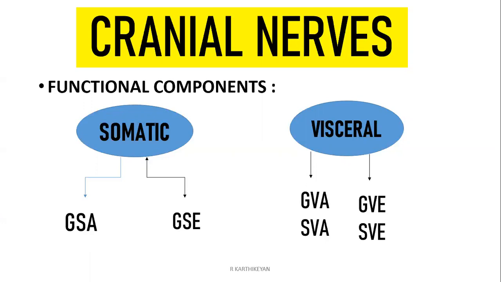So somatically, we have two sets of functional components. General somatic afferents, which carry all your sensations like touch, pain, temperature, etc. And general somatic efferents, which supply all these striated muscles. Now coming on to visceral. So in visceral, we will have four functional components to be discussed: general visceral afferent, special visceral afferent, general visceral efferent, and special visceral efferent.